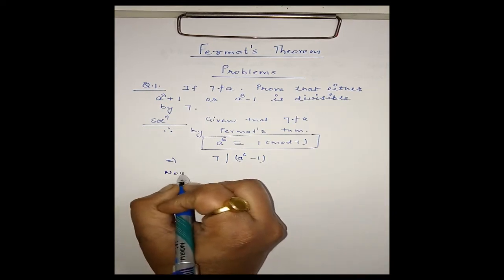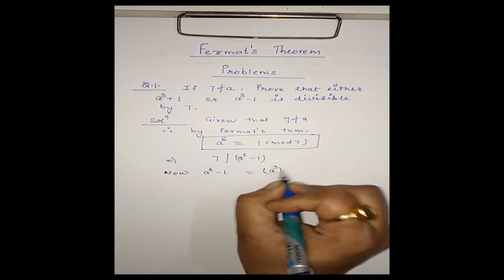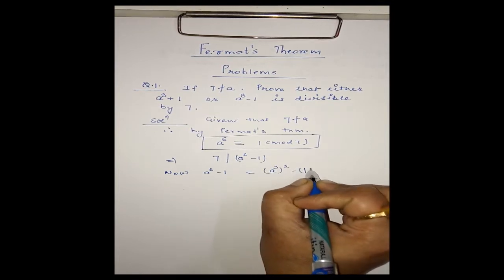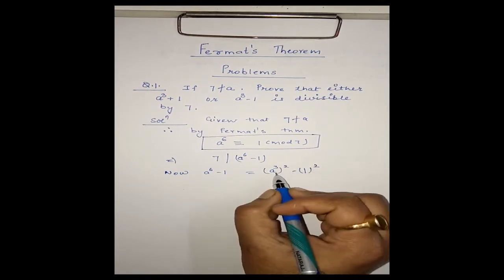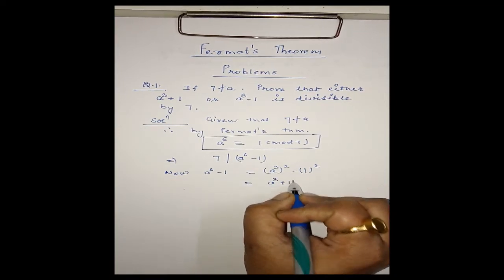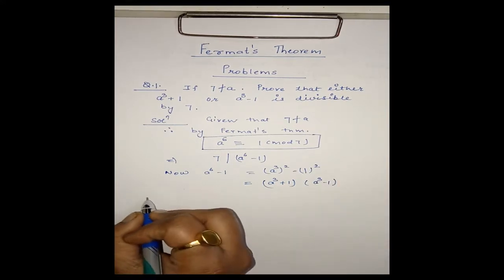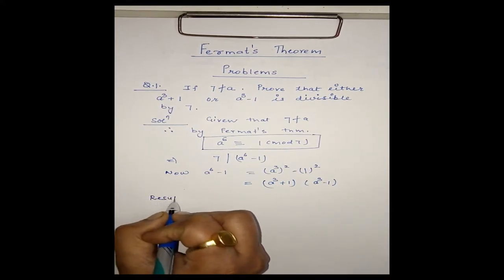Now a^6 minus 1 can be written as a cube whole square minus 1, or this is 1 square. Now using the formula of a square minus b square, this is a cube plus 1 into a cube minus 1. Now we are going to use this result.